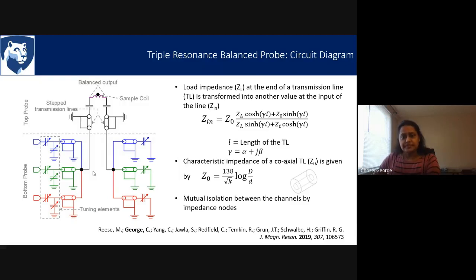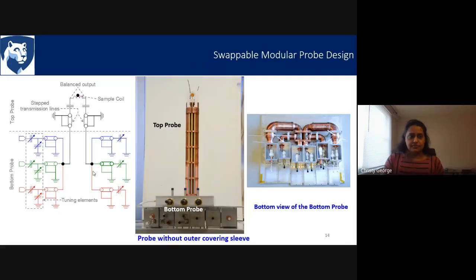So in the previous designs where people were building balanced transmission line probes, this was mostly like a cut and paste job or a trial and error method. But we have come up with that modular swappable design, which will enable us to have access to every required point in the probe, as well as connect these positions within the probe for characterization to an external device.